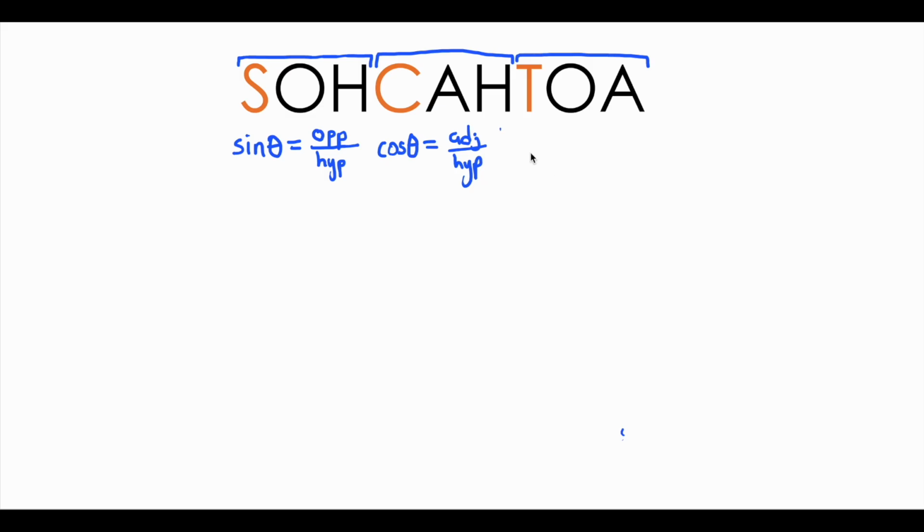What do you think T is? So T represents tangent, but it's written as tan. What do you think the formula for this is going to be? Opposite over adjacent. Lovely. So opposite over adjacent.